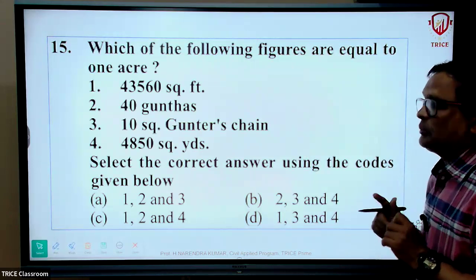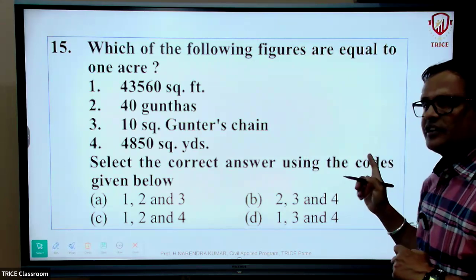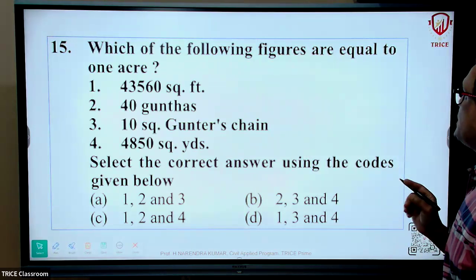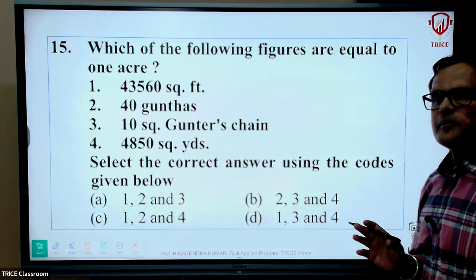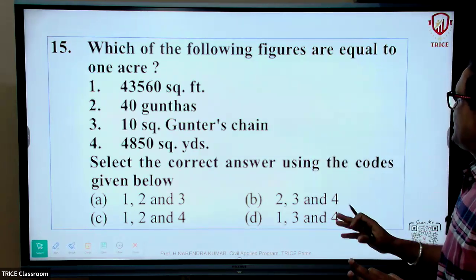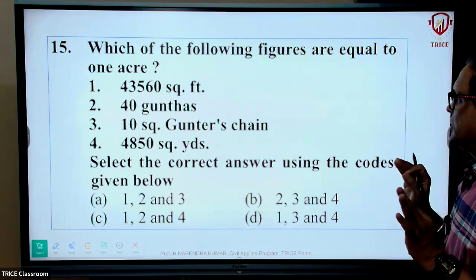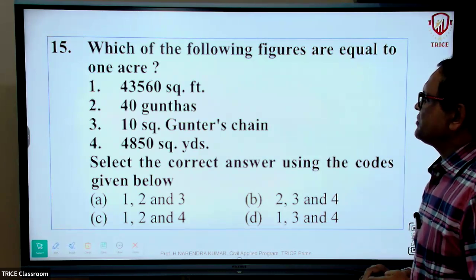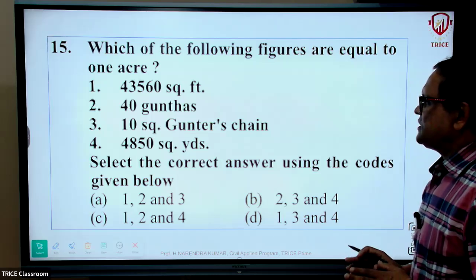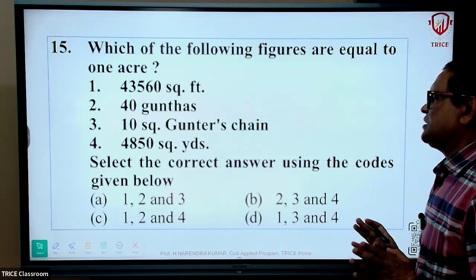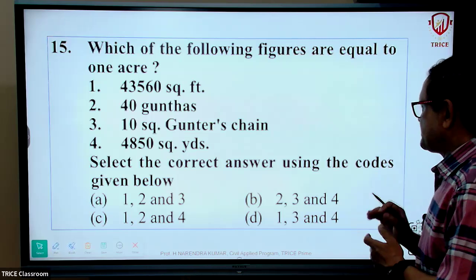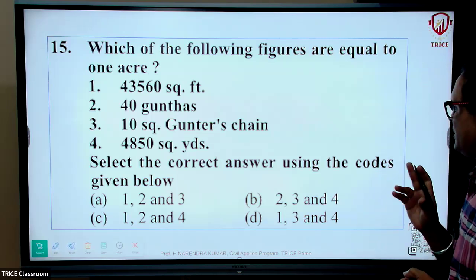This is something like a problem. So the complete solution is there in my next slide. Let me read out the question first. Which of the following figures are equal to 1 acre? Okay, the question is very simple. There are 4 options here, equal to 1 acre. So the first answer is 43,560 square feet. Second one is 40 guntas. Third is 10 square guntas chain. Fourth is 4850 square yards. Here there are 4 options, so we need to choose the correct answer.